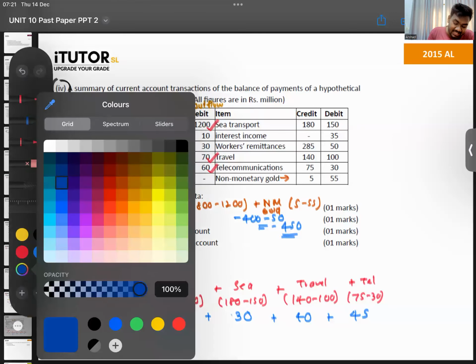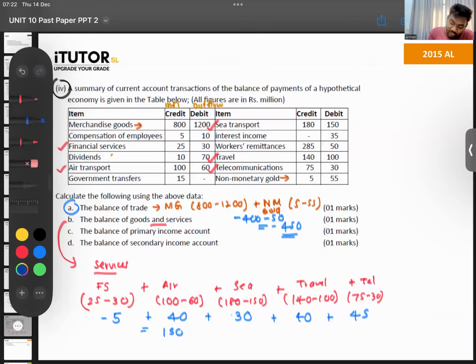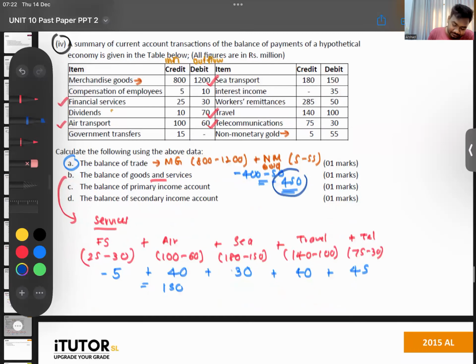So in addition to this, they're asking for the goods and services. So how much is your goods account balance? That's a minus 450. So then goods and services: minus 450 for goods plus 150 for your services. Therefore you get a deficit of 300 in your goods and services. This has to be your answer for part B. Is that okay?